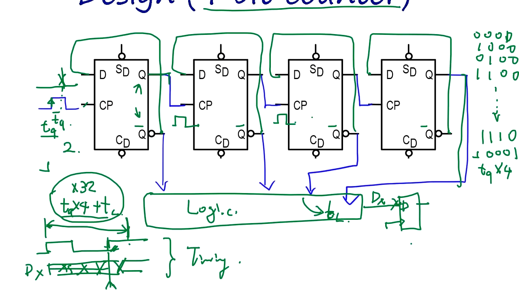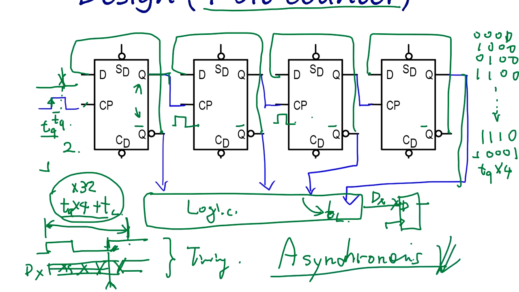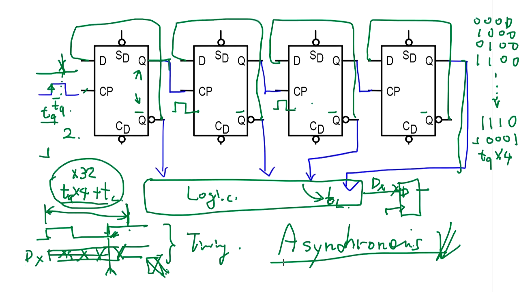So this is called asynchronous design. And because of this timing issue, digital design doesn't use asynchronous. So how do you design a 4-bit counter synchronously?